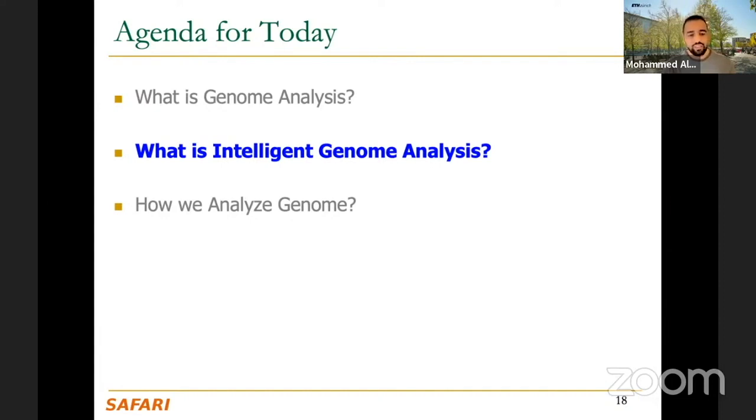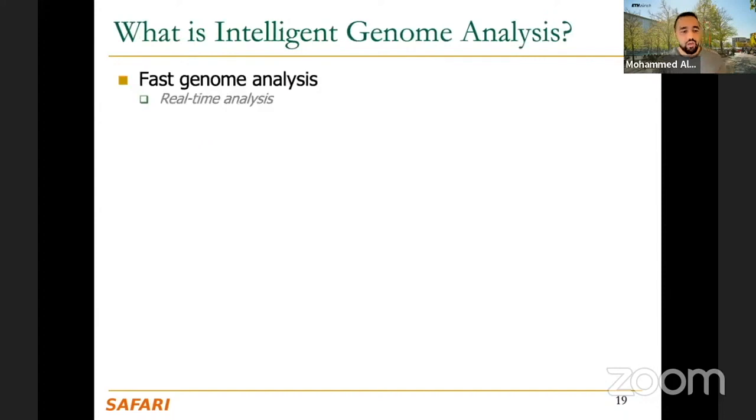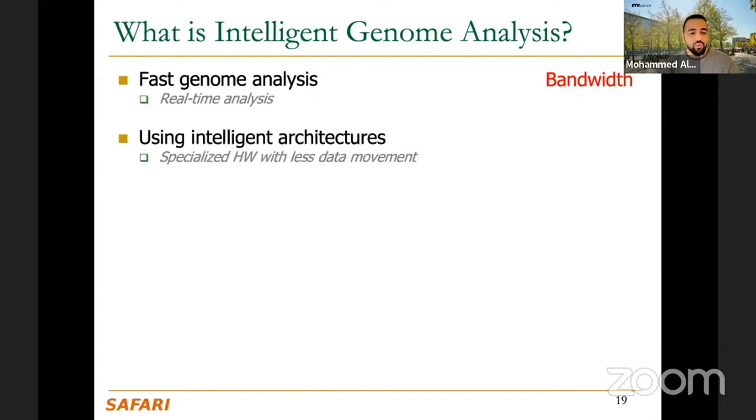Now, what is intelligent genome analysis? The first thing, which is really obvious, is to have very fast genome analysis, which is real-time analysis. If I go to the hospital and I'm critically sick, I expect to get treatment or medication very fast, within the first hour or the first few hours. And that is bandwidth. Now, using intelligent architecture, why do we need architectures or hardware for that? When we have specialized hardware to do the analysis, we will have less data movement, less energy requirement, and less delay. And that is specialization.